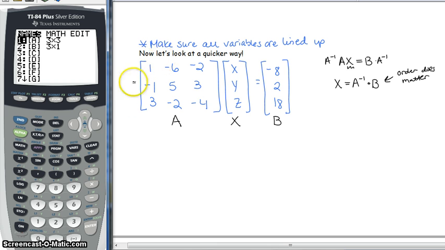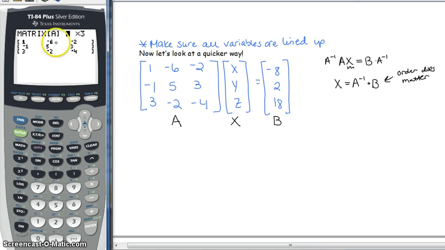We want to enter this into matrix 1. So you have the arrow to the right. We want to edit. And we want a 3 by 3 matrix. And I've already entered in my numbers: 1, negative 6, negative 2, negative 1, 3, 5, 3, 3, negative 2, negative 4. Press pause, enter all of your data in. Once you have entered it in, now we're going to go to our second one.